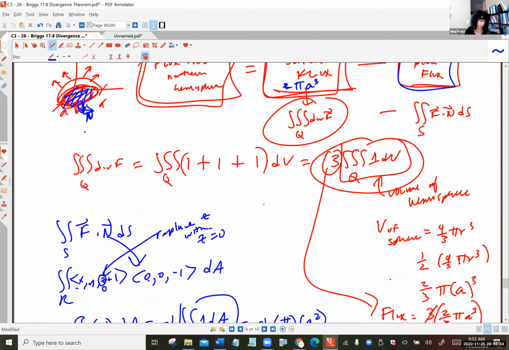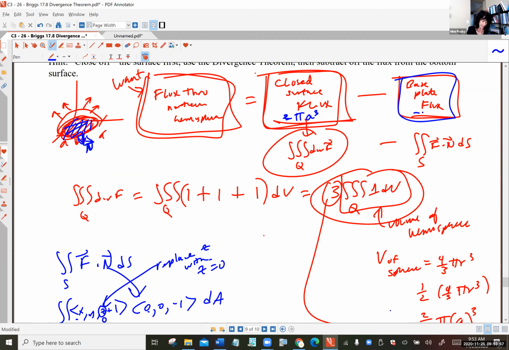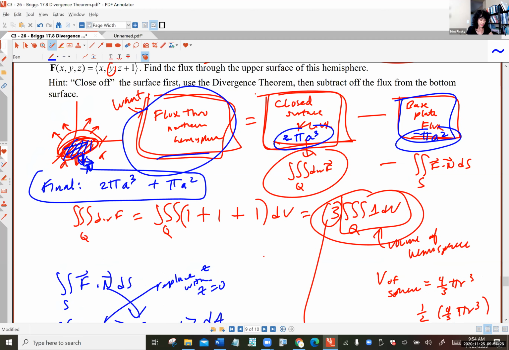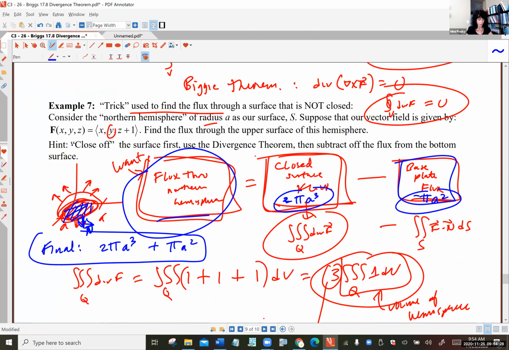Okay, so fine. So now we're ready because this over here was negative pi a squared. So what is the total flux? This is what we want. It's 2 pi a cubed minus minus pi a squared. So the final answer, folks, is 2 pi a cubed, and minus minus turns into a plus pi a squared. And that is the final answer. And that's definitely a source because that is going to end up being some positive number for some positive radius. And we're done.